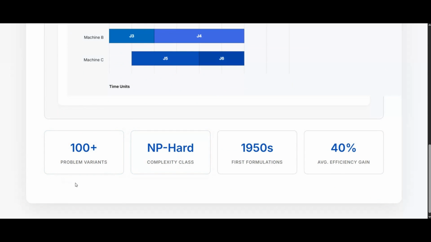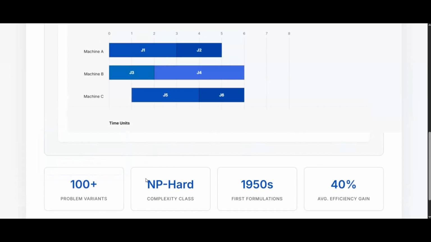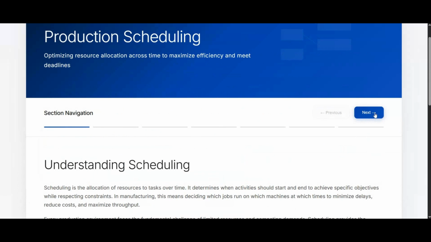And here we can see our chart. It is an NP-hard problem, with formulations here, and average example efficiency gain and variance. Okay, let's continue.